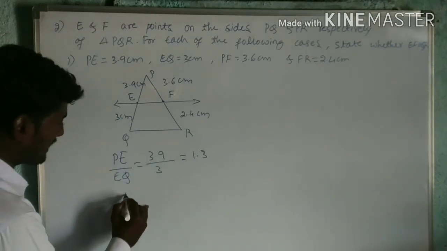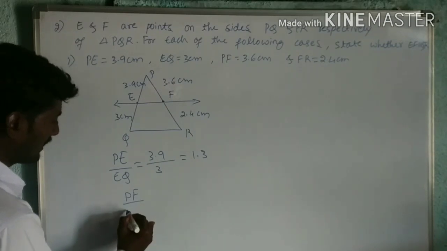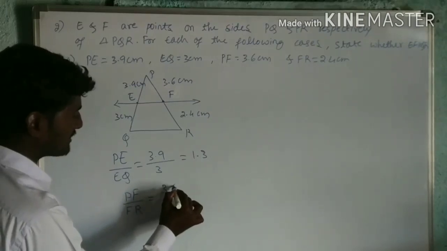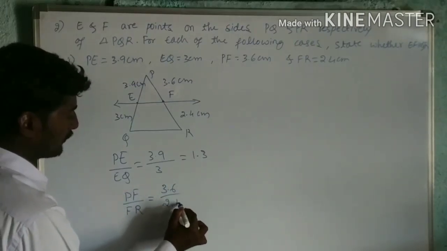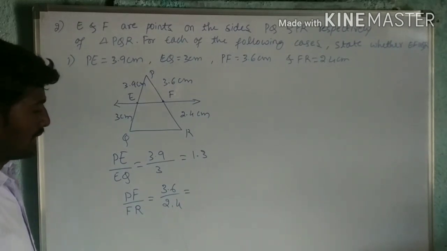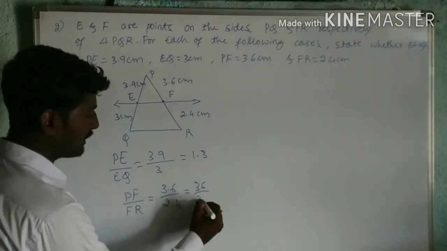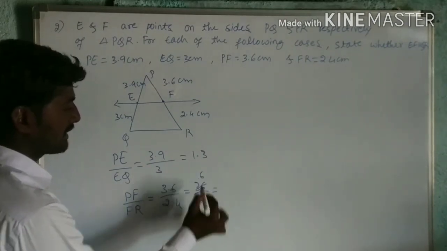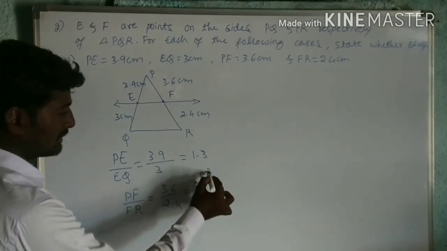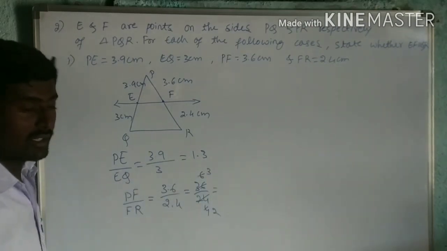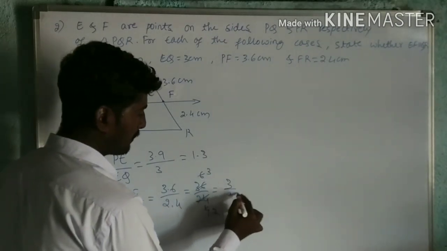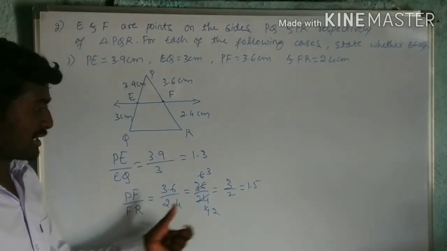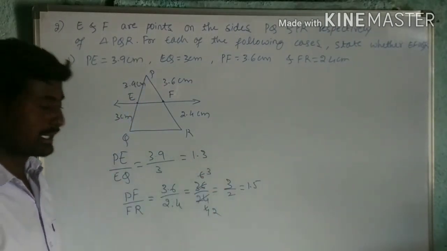Next, another ratio: PF divided by FR. PF is 3.6 and FR is 2.4. Now this becomes 36 divided by 24. 6 fours are 24, 6 threes are 18, again 2 twos, 2 threes. So 3 divided by 2, which is 1.5. So for this ratio I am getting 1.5, and for the other I am getting 1.3.